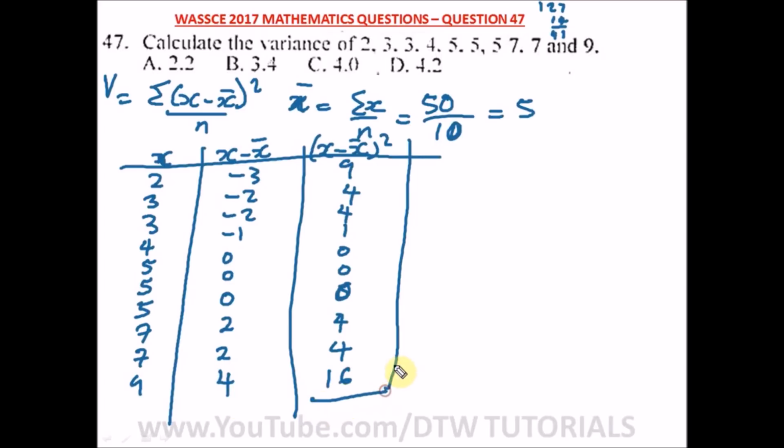So we have to add this up. If you punch in your calculator to add all this up, we're going to get 42. So here, remember our formula is what? V is equal to what?